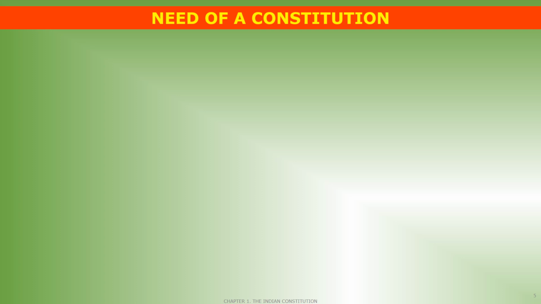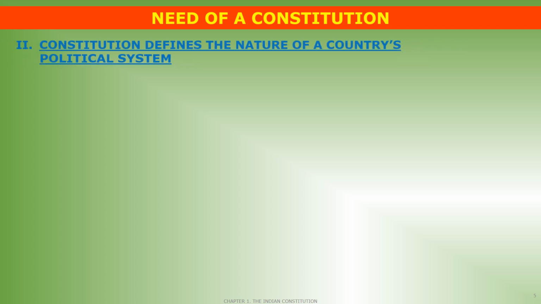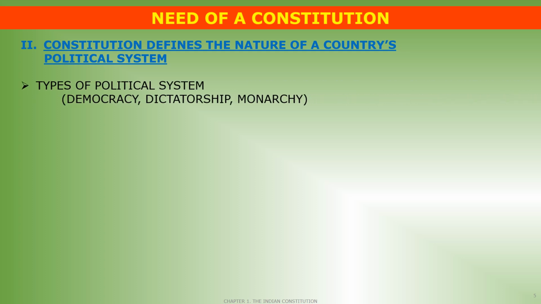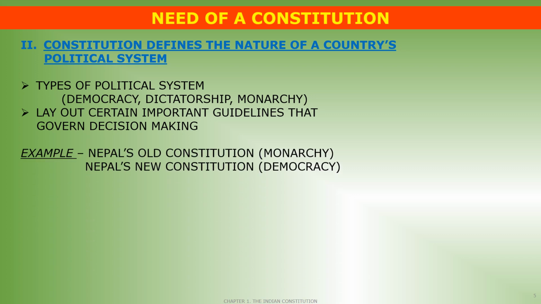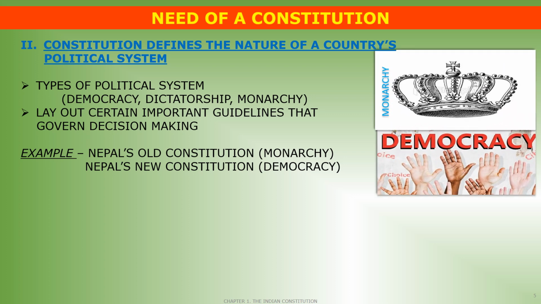The second need of a constitution is that it defines the nature of a country's political system. It tells which type of political system is prevailing there, like democracy, dictatorship, or monarchy. It lays out certain important guidelines that govern the decision-making process. We can take the previous situation of Nepal as our example, where Nepal had a constitution when there was monarchy, but they adopted a new constitution when democracy was established.